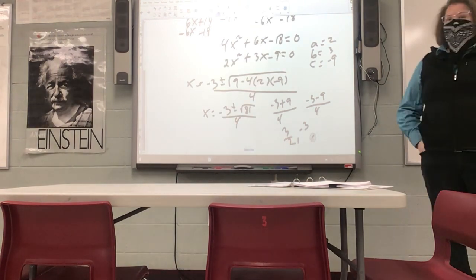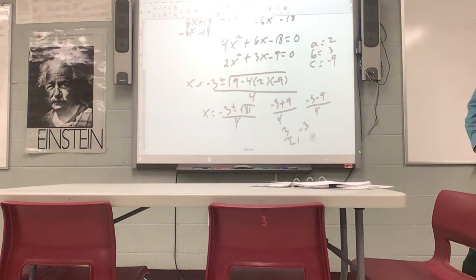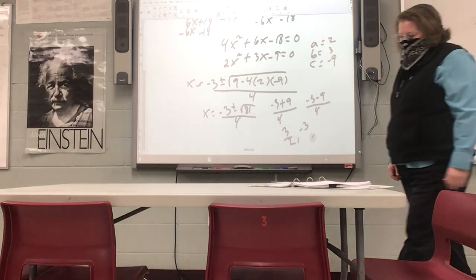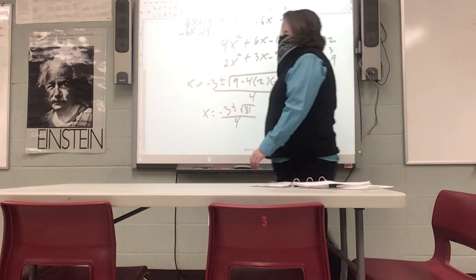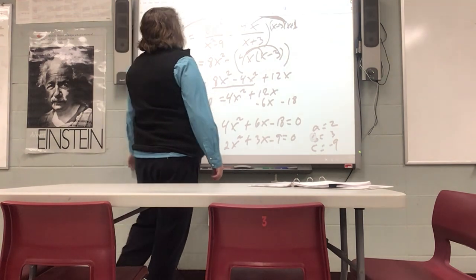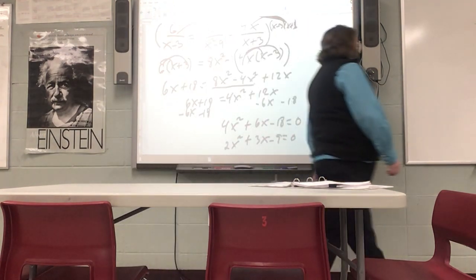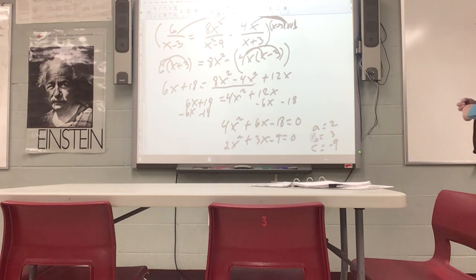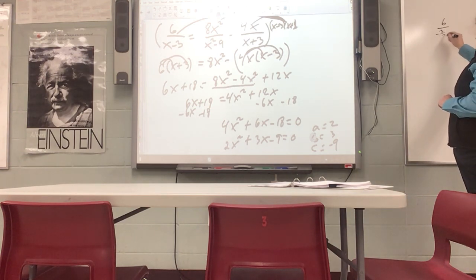So we have to check those two. Let's do the 3 halves first. Oh Lord, 3 halves is gonna be fun. What is 3 halves minus 3? Negative 3 halves? Yep. 6 over negative 3 halves.